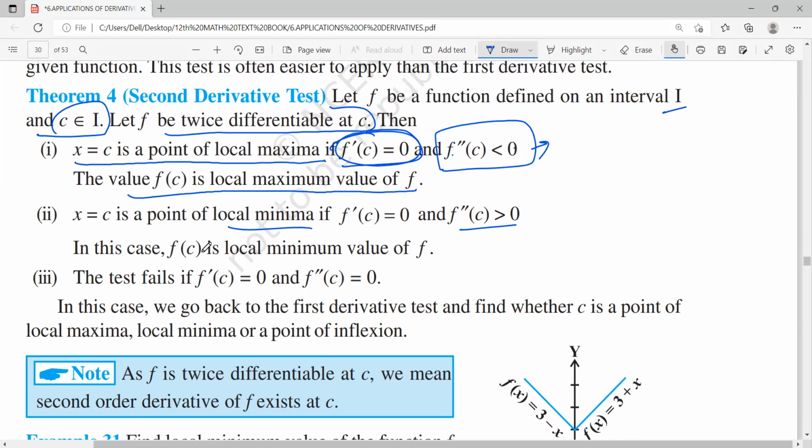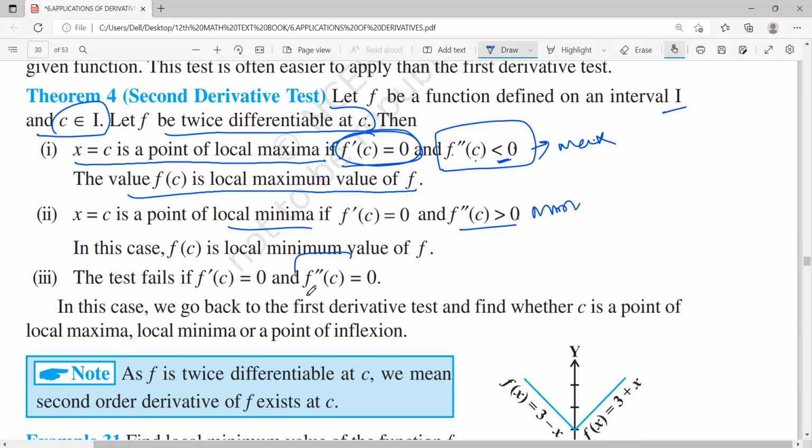In this case, f of c is a local minimum. The test fails. This is very important to remember. If f dash of c is 0 and f double dash of c is also 0, the test fails. If f double dash of c is less than 0, that means maximum; greater than 0 means minimum.